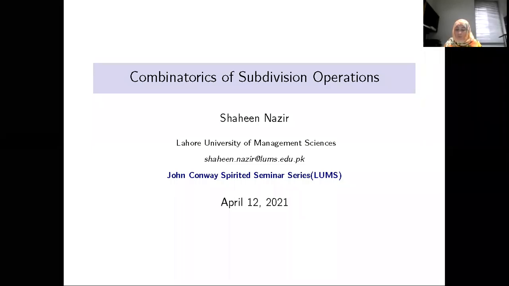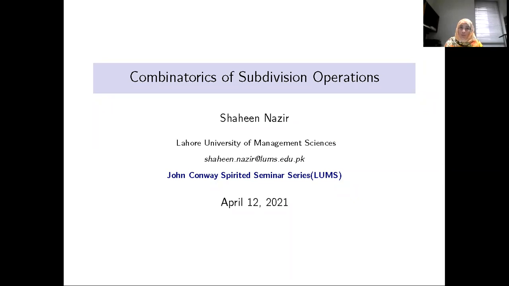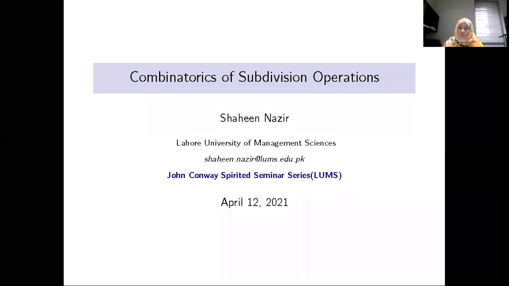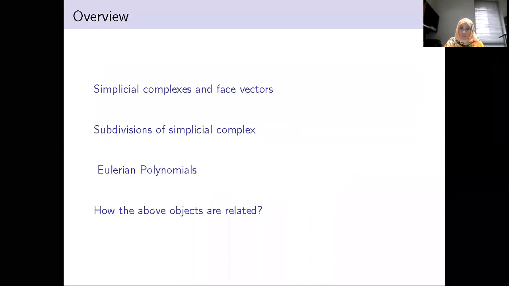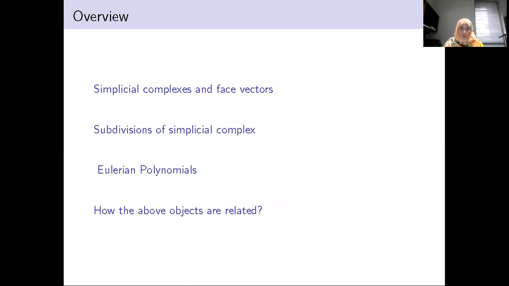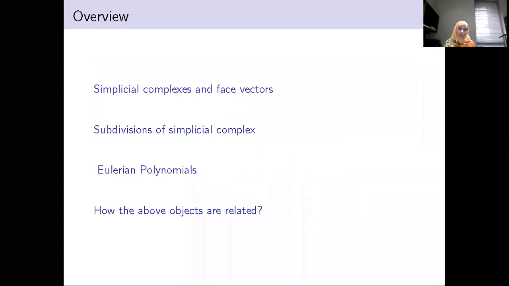So from the title, what I'm talking about is combinatorics and subdivision operation, which means that I'm talking about combinatorics which are associated to geometric objects, and especially the effect of the combinatorics under the subdivision operations. So here is the overview of my talk. It's divided in these parts.